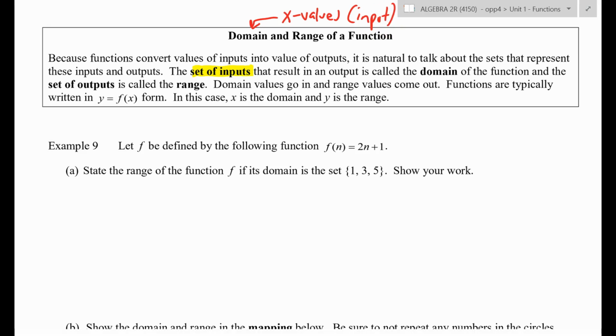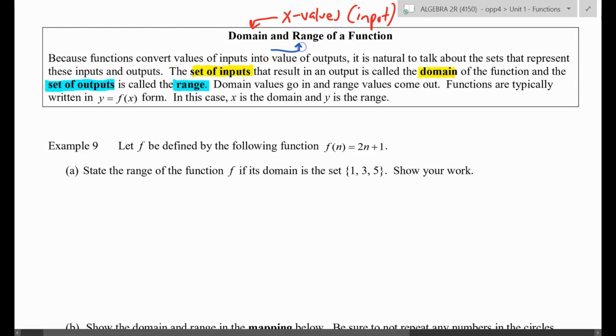And then the range, which is our set of outputs, are Y values. Absolutely. Like super important, guys. Going to be asking you guys about domain and range literally all year long, pretty much every unit. It's going to keep appearing.